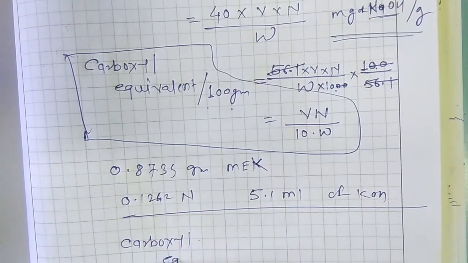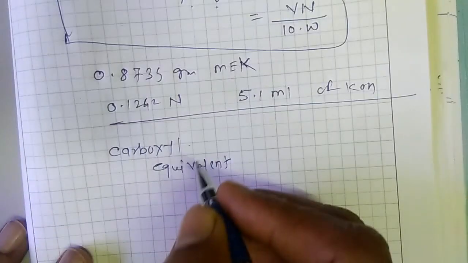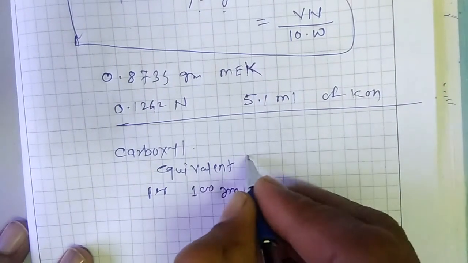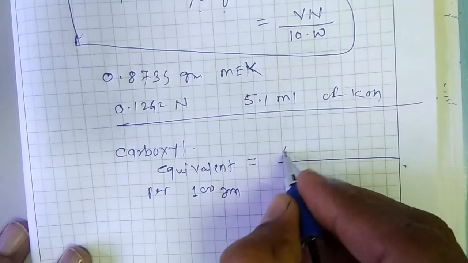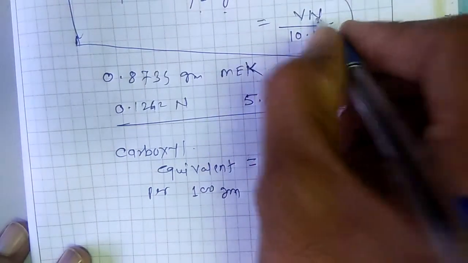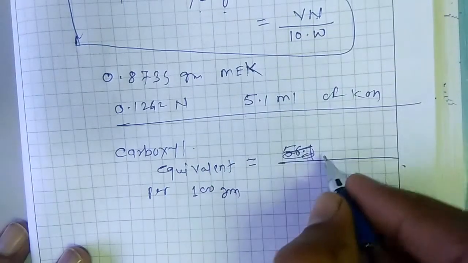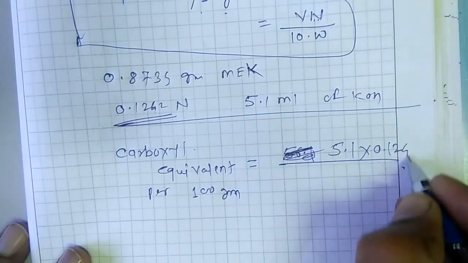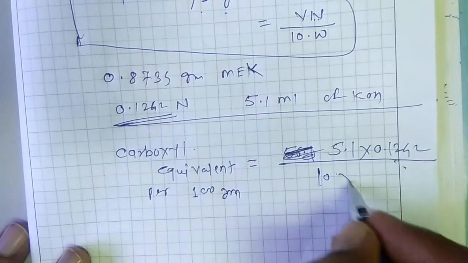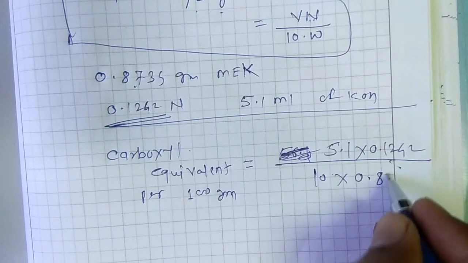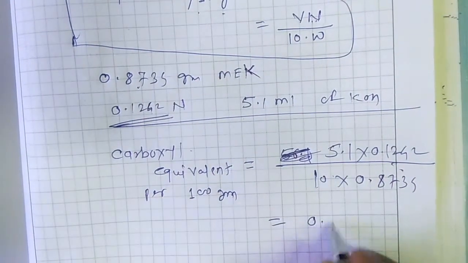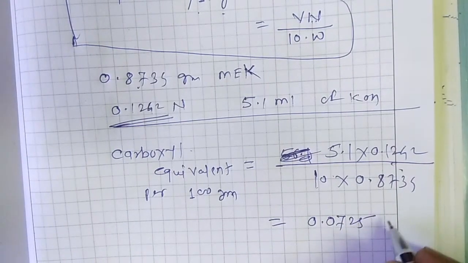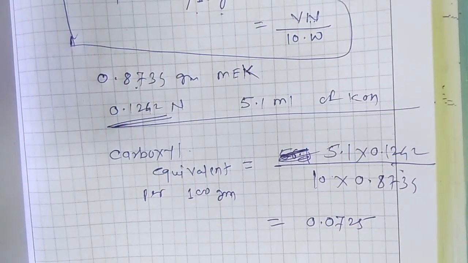First of all, carboxyl equivalent per 100 gram is equal to, put these values, 56.1, then volume is 5.1 into exact normality 0.1242, and 10 into exact weight 0.8734, and the final answer is 0.0725. Okay, these are the equivalent weight.